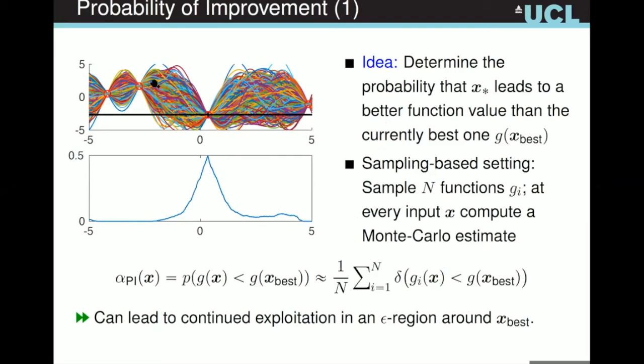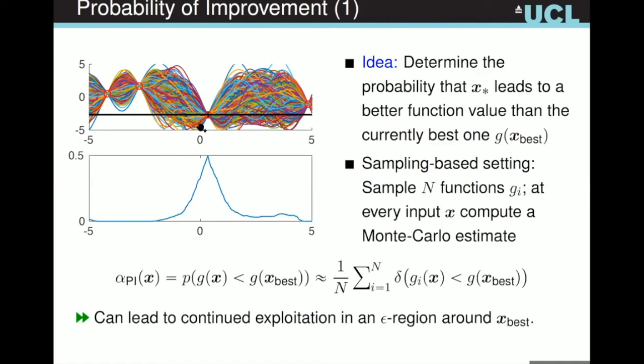So again, we're going to draw samples from a Gaussian process. And what we want to find is the input x star that gives the highest probability of leading to a better function value. So in order to do this, we need to compute the probability that x star leads to a better function value than the currently best one. So every time you get a better function value than this, or where the sampled function goes below the black bar, you count 1.